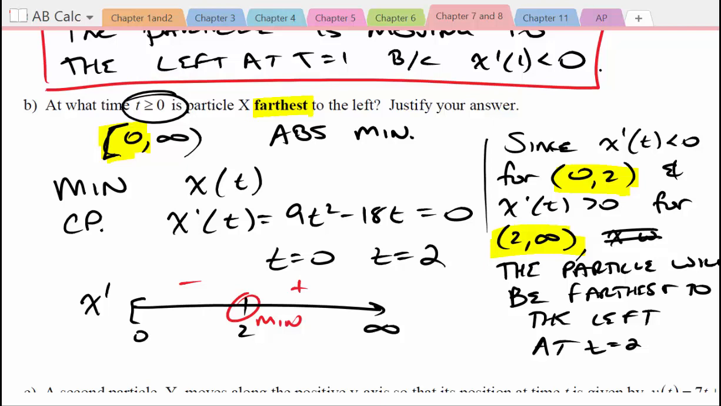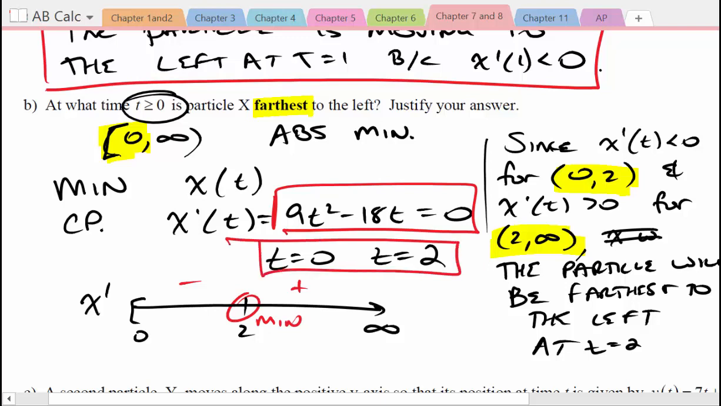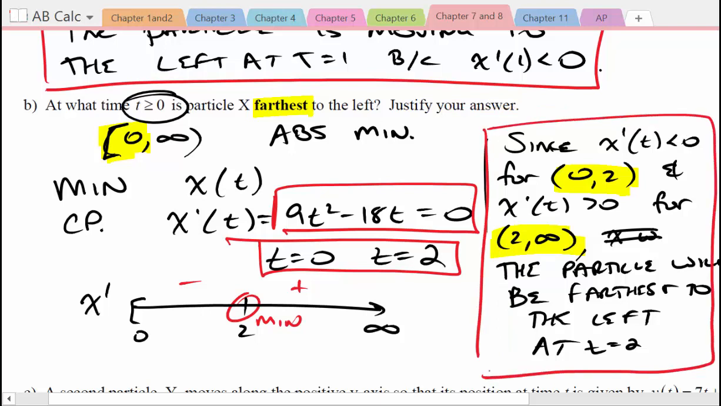This one was worth 3 points. 1 point for taking the derivative and setting it equal to 0. 1 point for having values of t correctly done. And then 1 point for having the justification. And if you missed any part of the justification, you don't get all the points. The sign chart does not get any points. The sign chart was simply there for you.